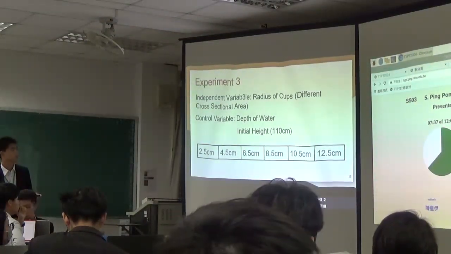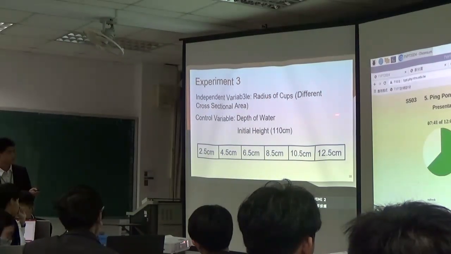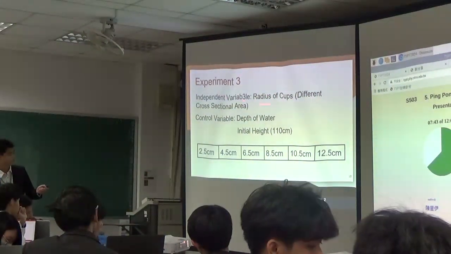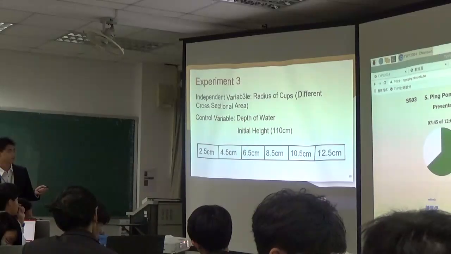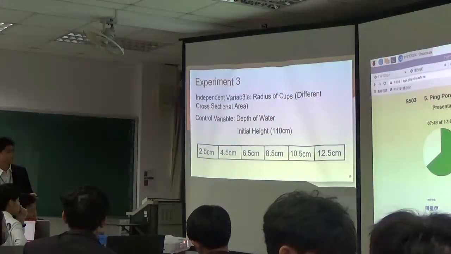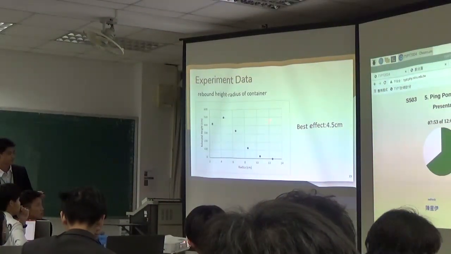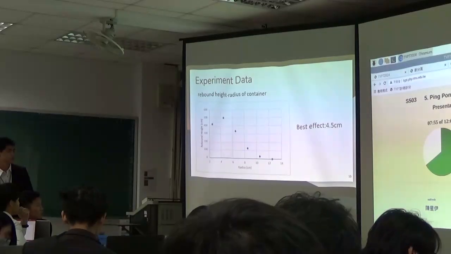And experiment 3, the independent variable is the radius of the cups, which gives different cross-section areas here. The control variable is the depth of the water and the initial height. And we found out that the best effect is 4.5 centimeters.